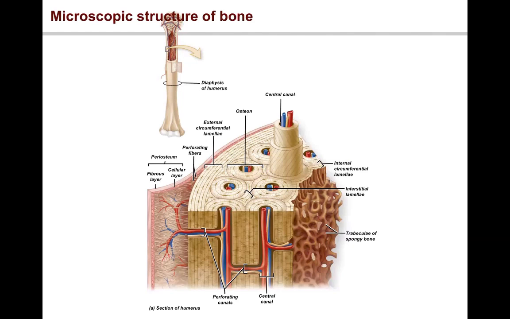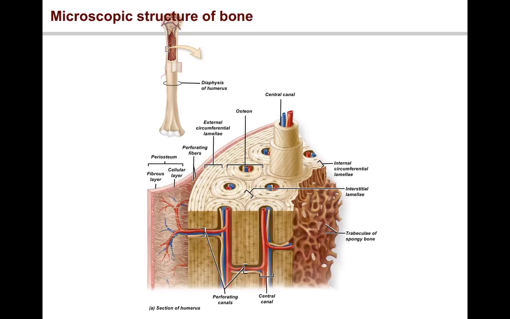O-S-T-E-O-N, osteon. The other name for osteon is the Haversian system. In an osteon, the osteocytes, or the mature bone cells, which you can see in here as these dark brown colored cells, are arranged in concentric layers around the central part. In the center there is a central canal, and the osteocytes are arranged around it.